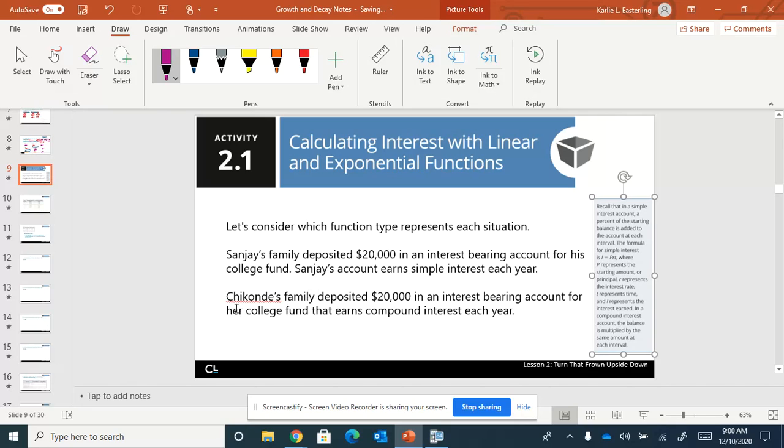They put some really crazy names in here. So, Chiconde's family deposits $20,000 in an interest-bearing account for her college fund that earns compound interest each year. So the difference in these two is one of them earns simple interest and one of them earns compound interest each year.